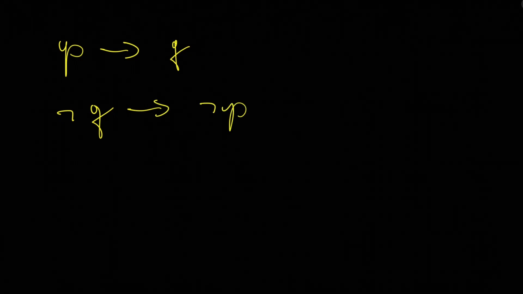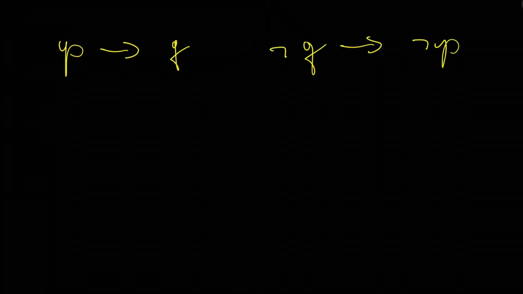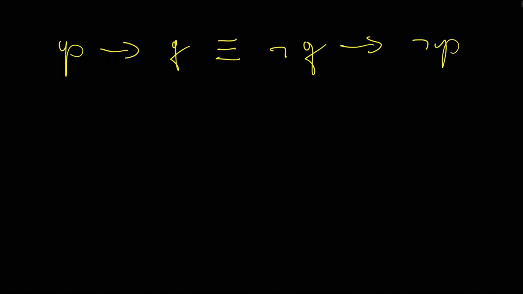To prove an implication if P then Q, we can use contraposition. The contrapositive of if P then Q is if not Q, then not P. Both statements are logically equivalent, so we can say that this is equivalent to this. So proving one is as good as proving the other.